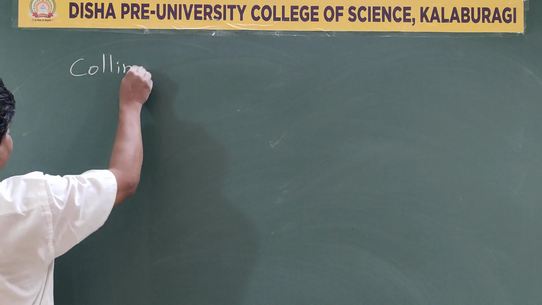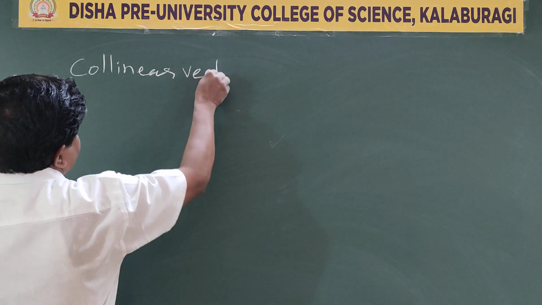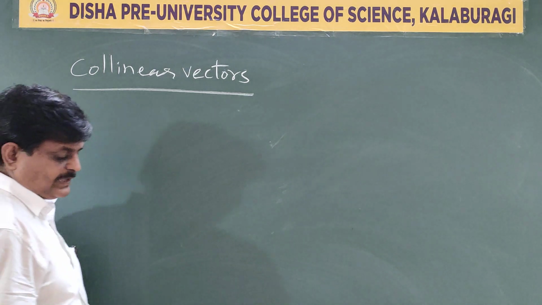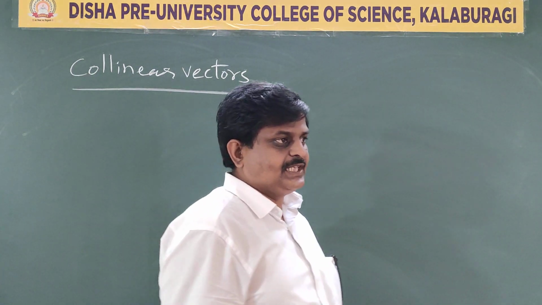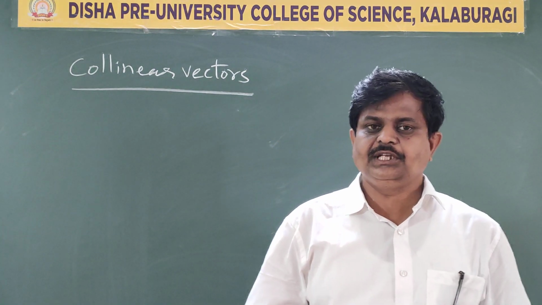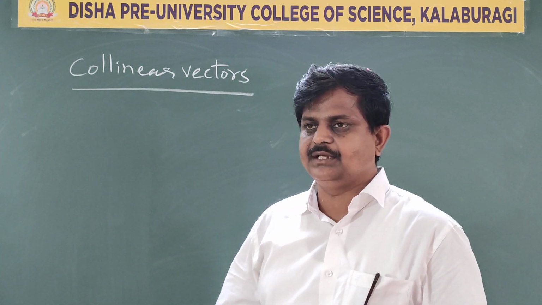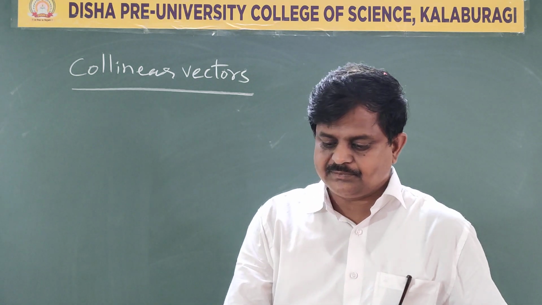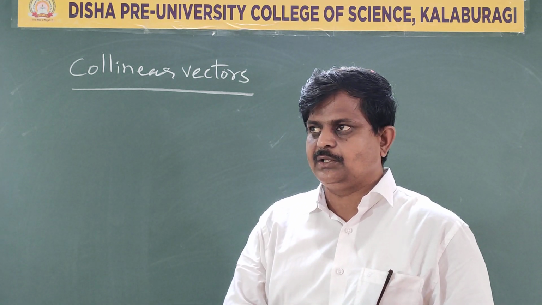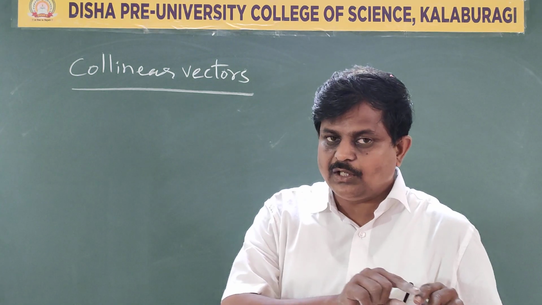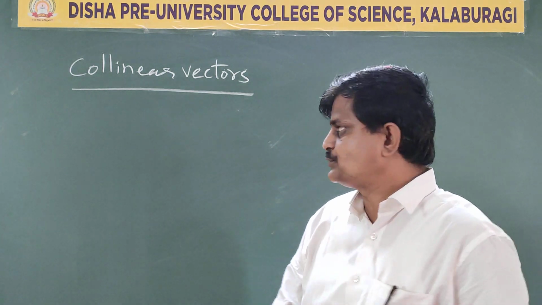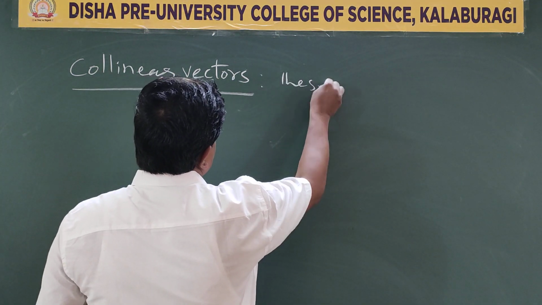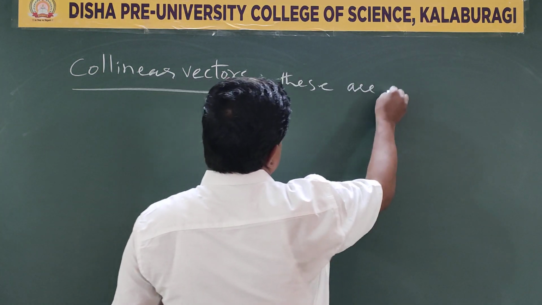Next, collinear vectors. What are collinear vectors? The vectors acting along the same line are called collinear vectors. Sometimes you might have seen many people pulling a rope, and all their force acts along the rope. That can serve as what? Collinear vectors.